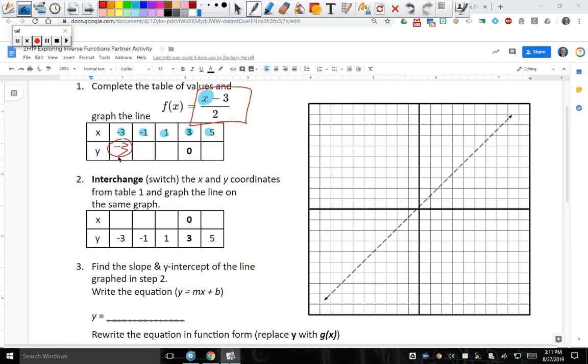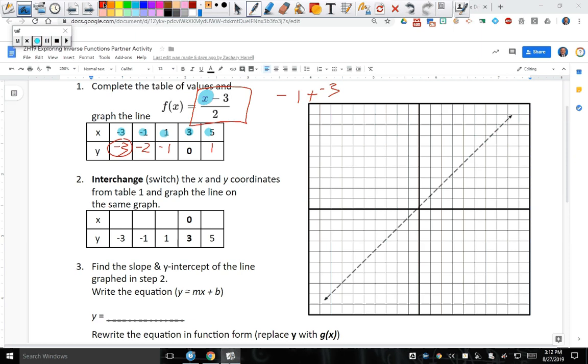How about if I plugged in -1, what would I get? -2, because -1 minus 3 is the same as adding another negative to get a further -4, and when we divide by +2, we get -2. Let's plug in 1. -1, because 1 minus 3, I hear a lot of negative mistakes. If we clean up, 1 minus 3 would be -2, divided by 2 is -1, right? How about if I plugged in 5? It'd be 1. Nice.